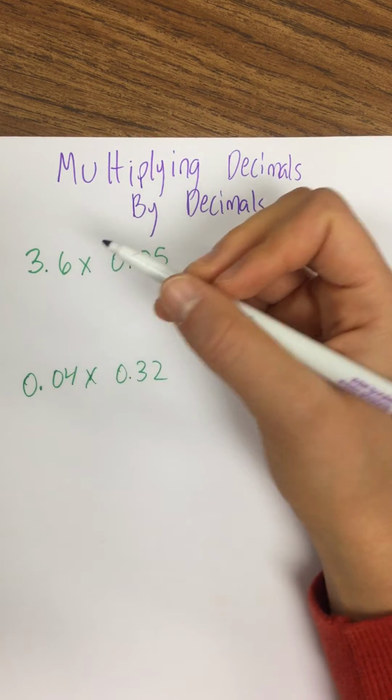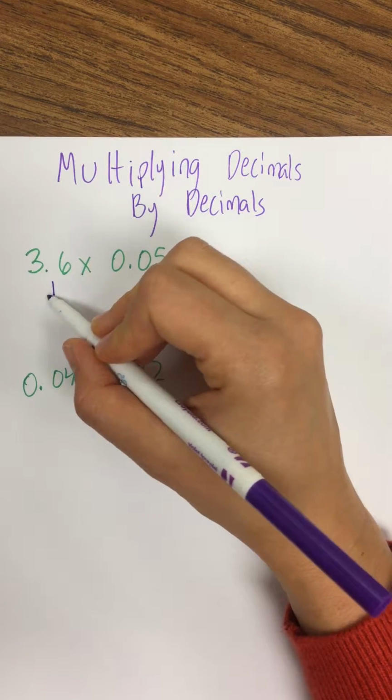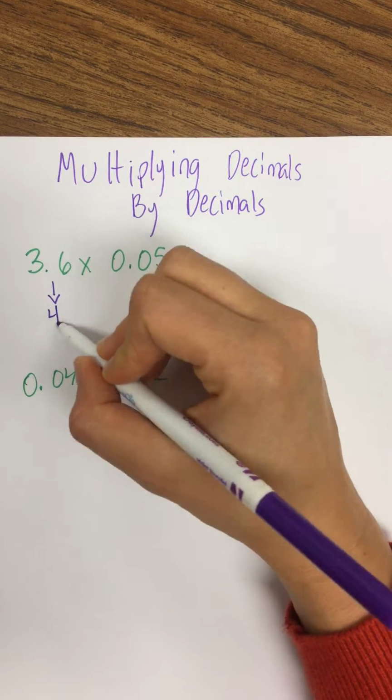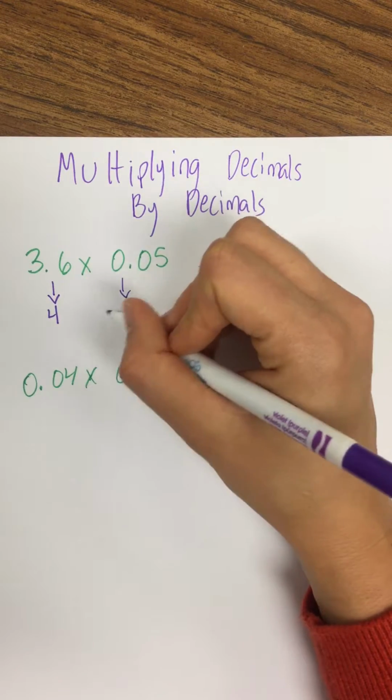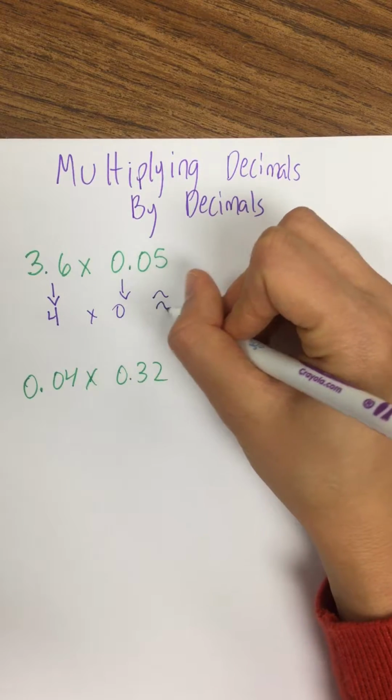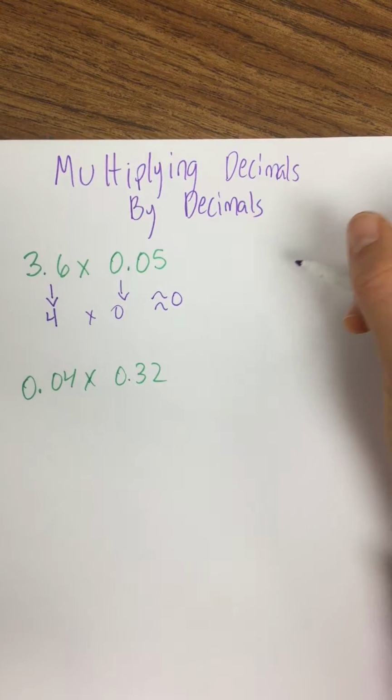The first thing I want to do is round it. You don't have to do that. I just like to see what my answer is going to be close to. So that would round to about 4, and that's going to round to about 0. And 4 times 0 is about 0. So my answer should be a number pretty close to 0.